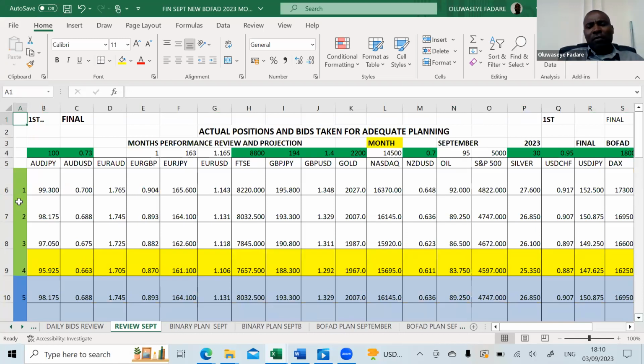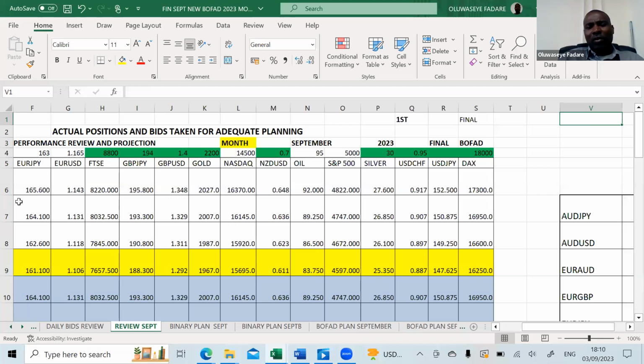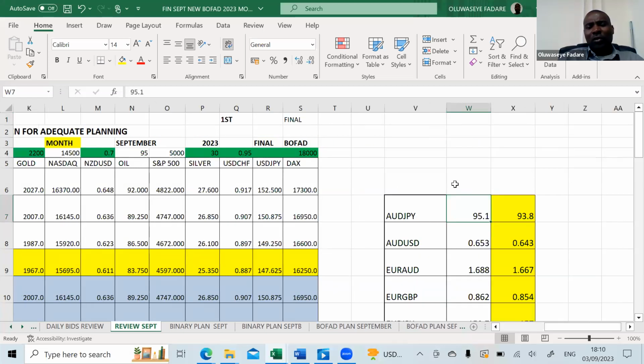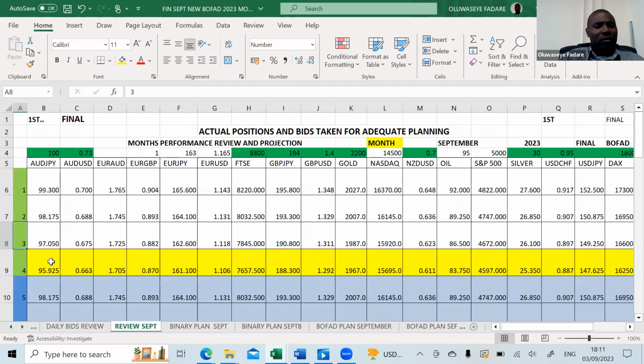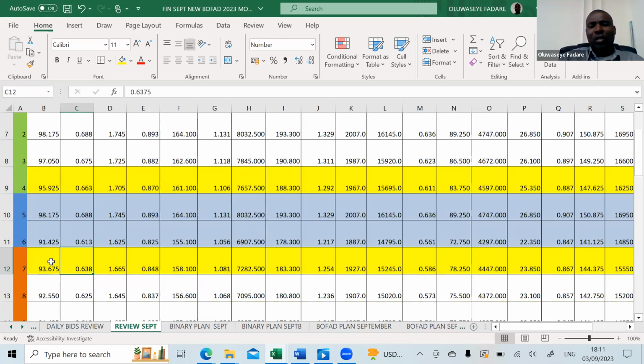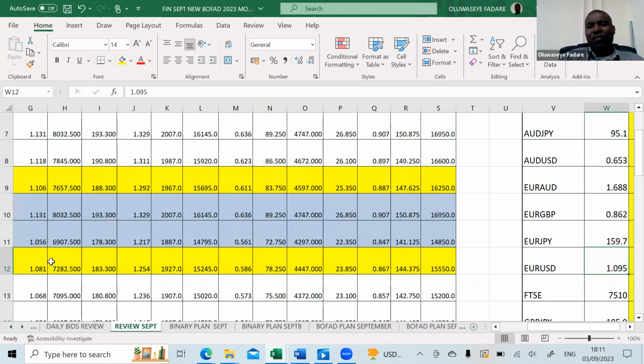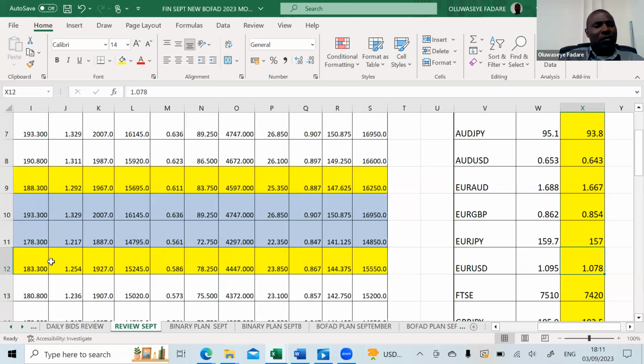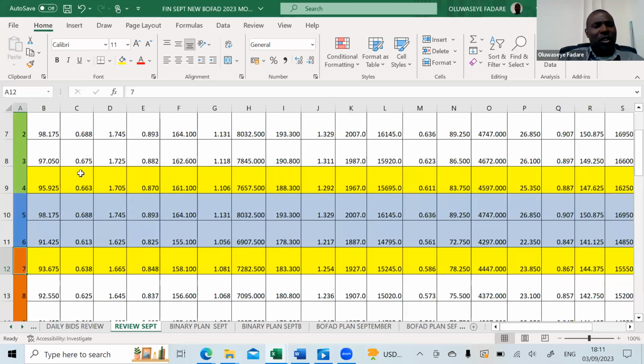So here I've gotten an update on the prices as at today, the 3rd of September, 2023. So we identify this position. So let's look at any of these prices that have been activated so that we can take note of it. So here, AUD we have 95.1, 93.8. So you can see here, it has not reached 93.8. So it's almost there. The next one, 0.653 and 0.643, it has not reached.